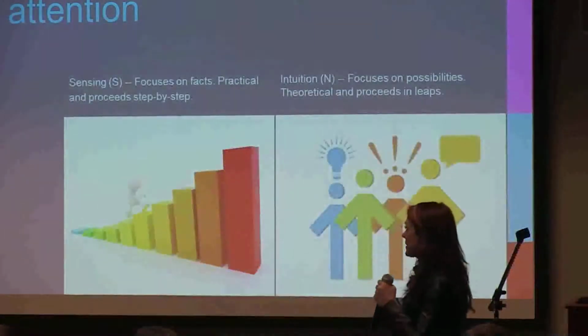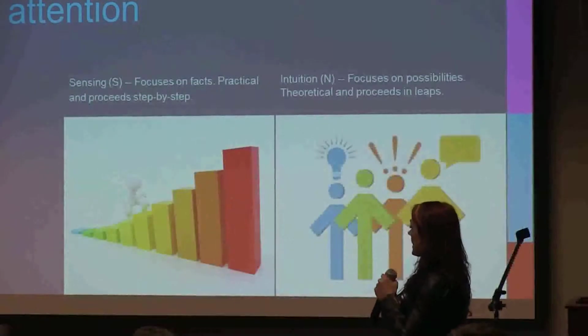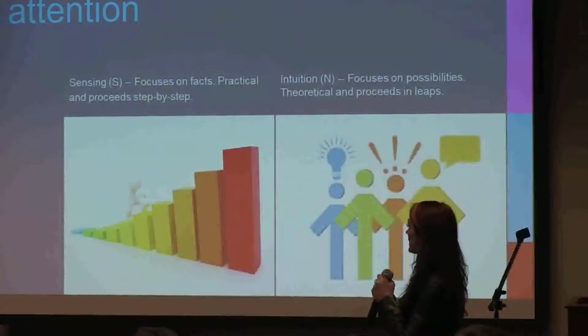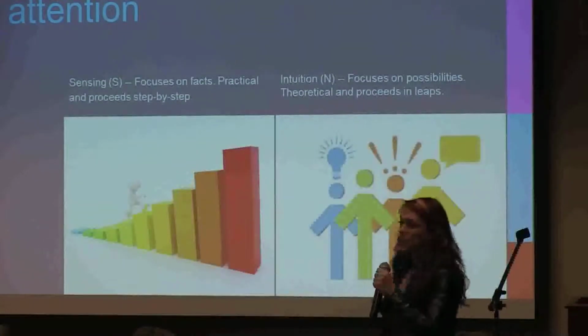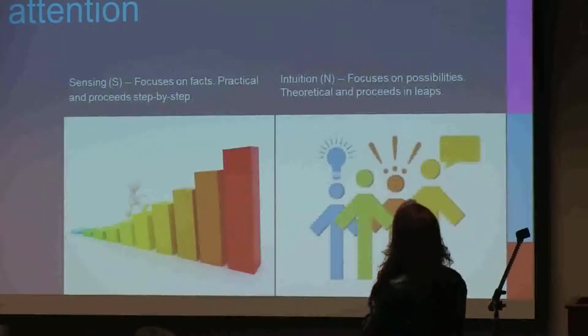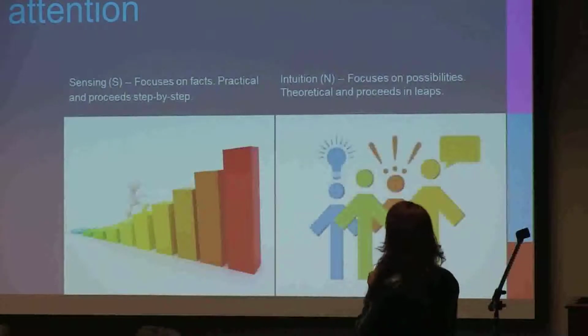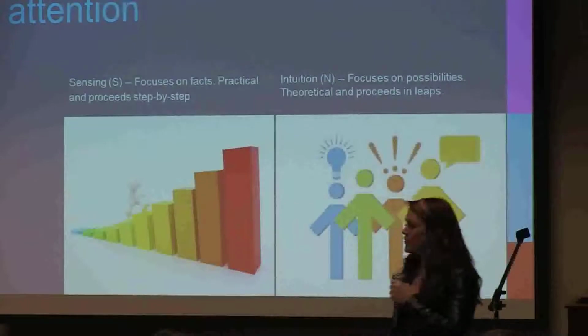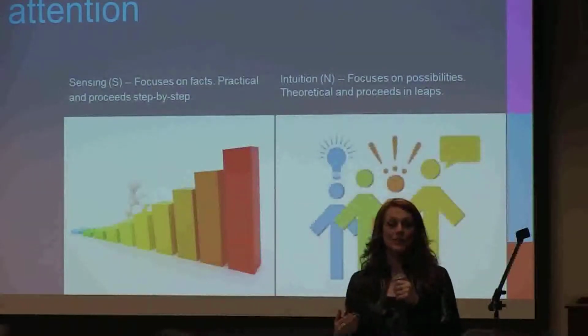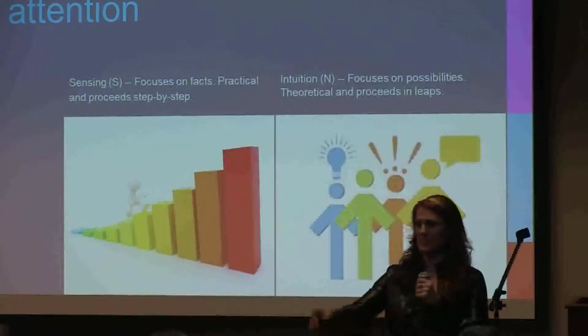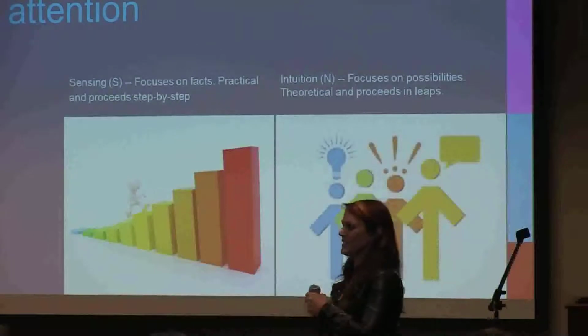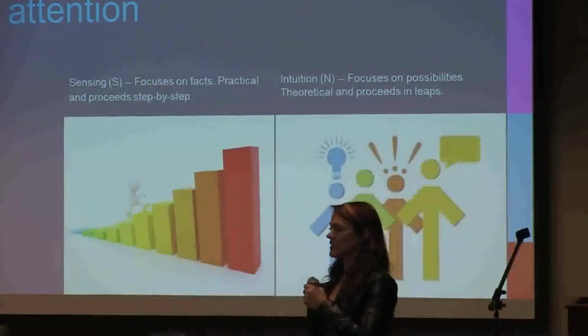The other one is attention. So the S's are sensing. They focus on facts, are practical, and proceed step by step, which, that's not me. No, sometimes it's me. And intuition focuses on possibilities, is theoretical, and proceeds by leaps. So does anybody know someone in their life or in a book that you could say is someone who just walks the line and has to do everything step by step? You know what I'm talking about? Yeah. You do? Yes. How about a character in a book? Anyone come to mind?